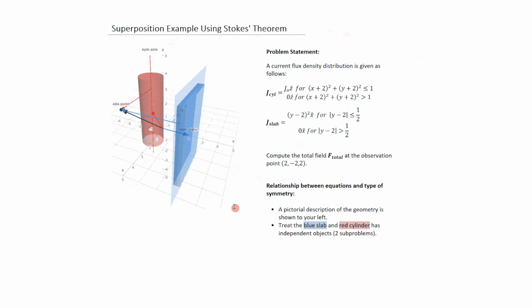All right, so what's the relationship between the equations and the type of symmetry? Well, the pictorial description to your left basically shows that. We're going to treat the blue slab and the red slab as independent objects. So we're going to solve for the field for this problem, and we're going to solve the field for this problem. But we'll first make sure that we align each one of these objects with respect to the symmetry plane, or in this case with the axis of symmetry, which means that it's aligned with the z-axis. So that'll be the first step, but we'll deal with each one in turn.